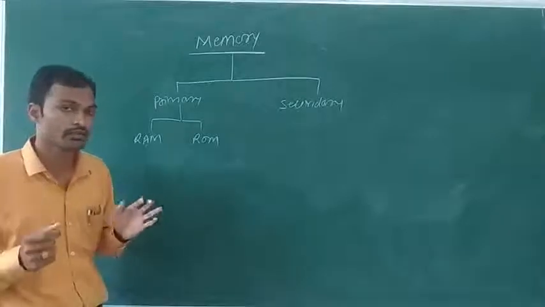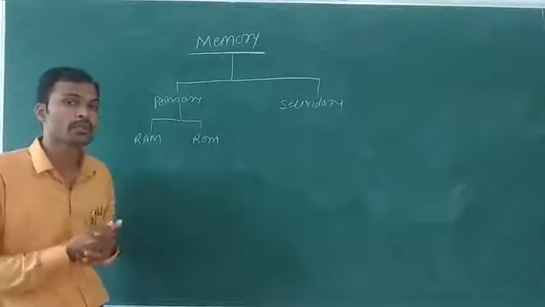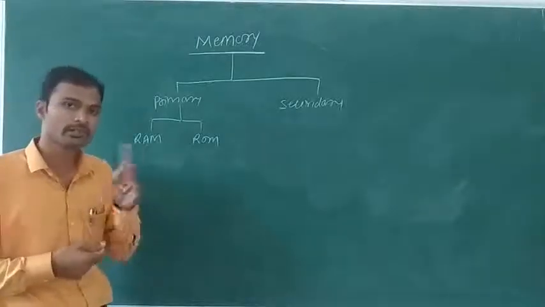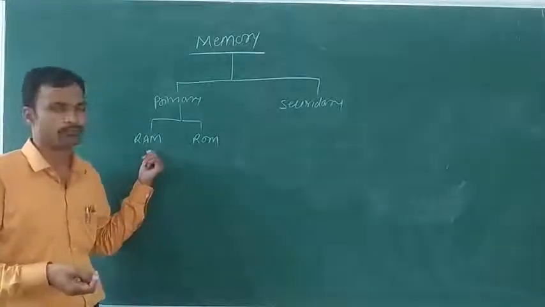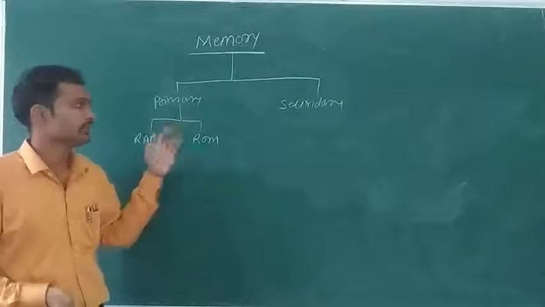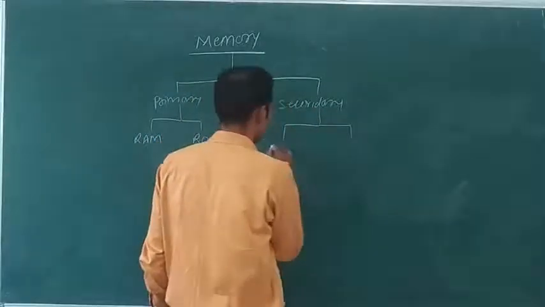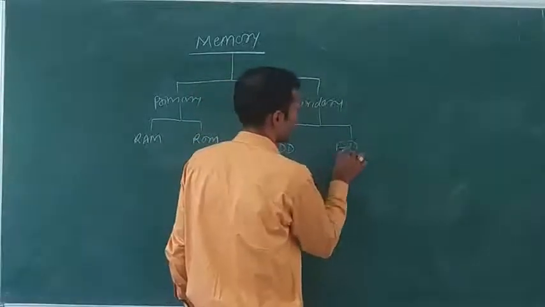You know that if you are having 4 GB RAM in your mobile, then your mobile will process very fast. If it is having 1 GB RAM, it will process slow. So that depends upon your RAM. Got it? Then second is the secondary memory. In this we are using the HDD, hard disk drive, and FD, floppy disk drive.